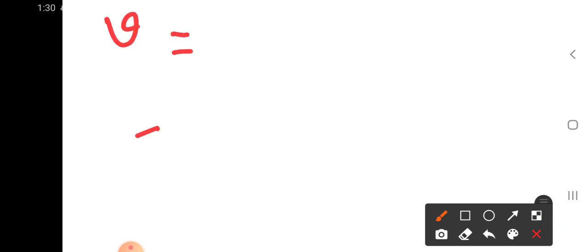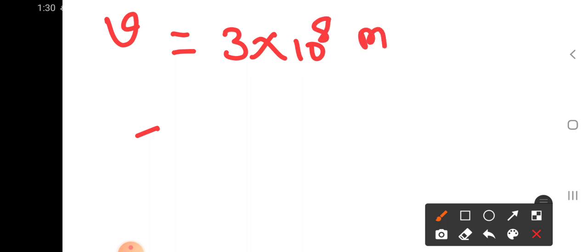V is equal to 3 into 10 power 8 meter per second. I think you can remember this value. So where did you get this value? This is the velocity of the line.